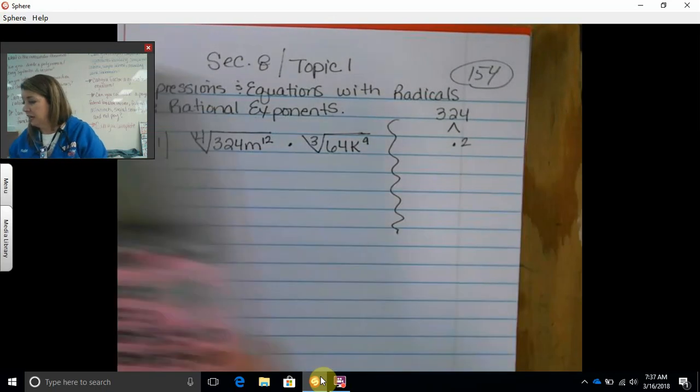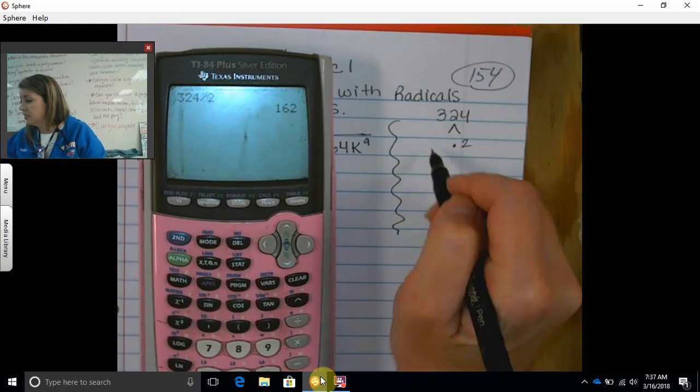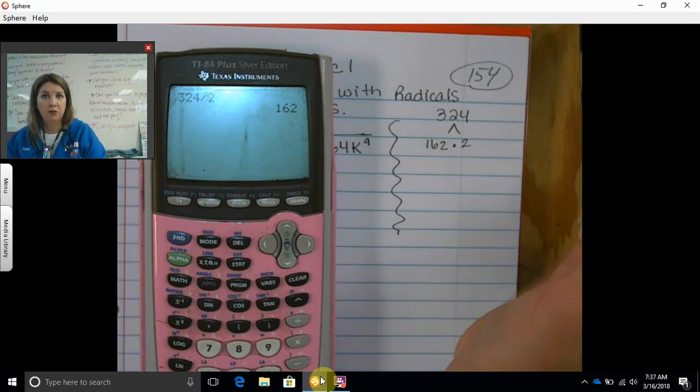And so I just take my calculator and I say 324 divided by 2 is 162. So that means 162 times 2 would give me 324. Are either of those numbers prime? What did you say? Yes or no?